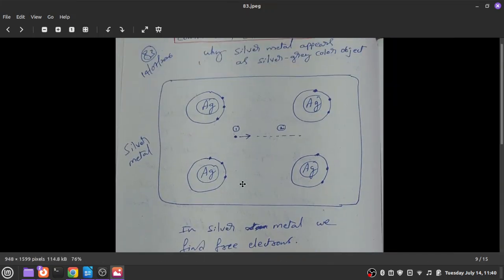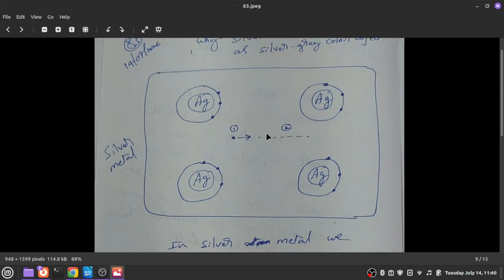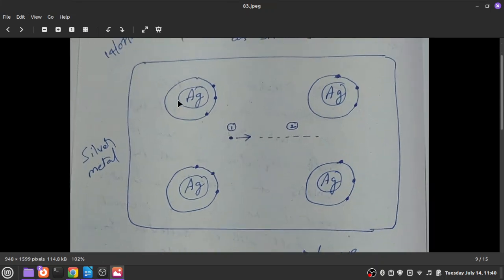Let us see why gold is appearing as yellow. That is important. Not only gold, I told you iridium and cesium also appear as yellow. To understand that, first you have to understand the logic behind the appearance of silver gray color of silver. See here, silver is taken. Silver is represented by Ag because silver is called argentum in Latin.